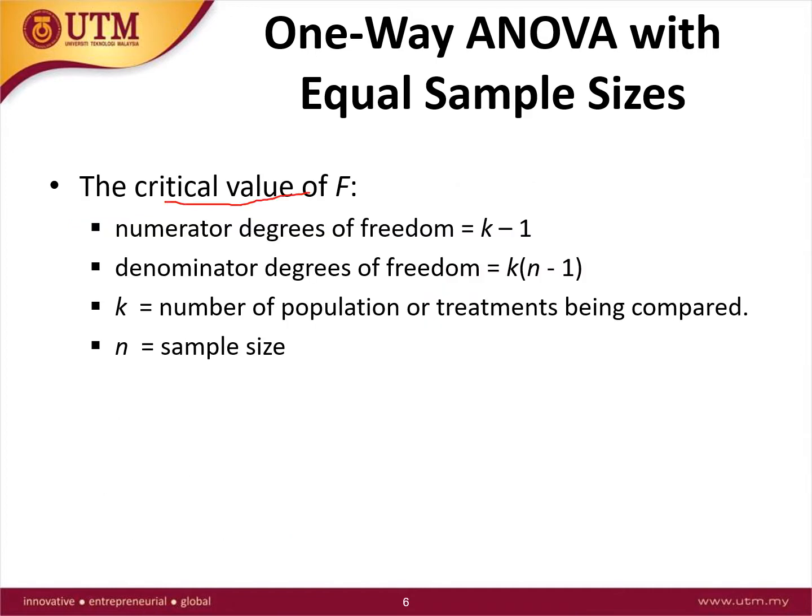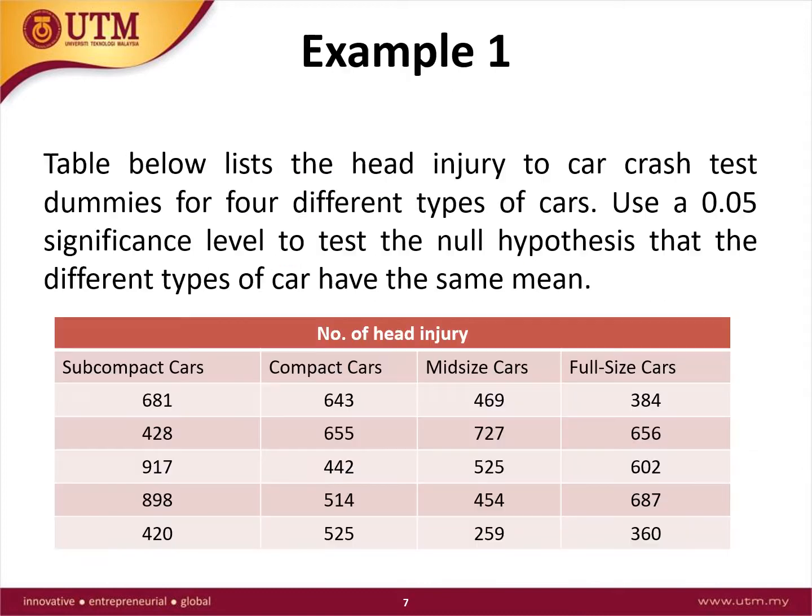For the critical value of F, we need to know the numerator degrees of freedom, k minus 1, and the denominator degrees of freedom, k times n minus 1, where k is the number of populations and n is the sample size.